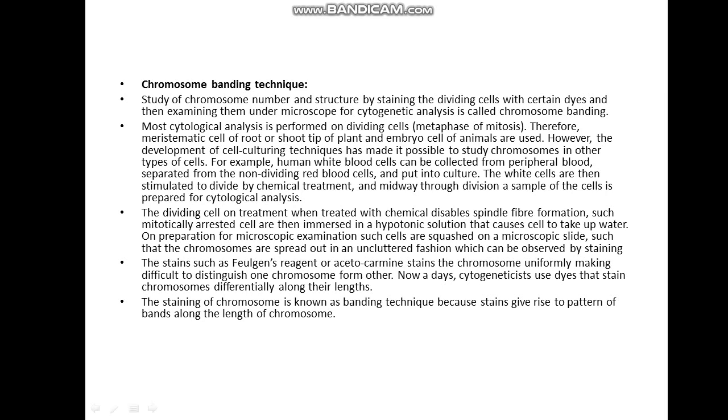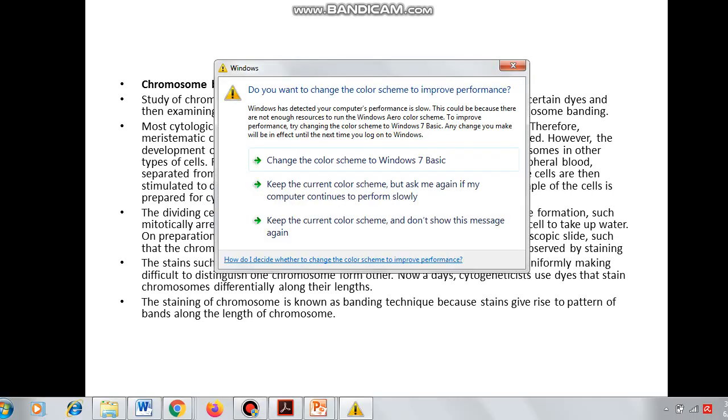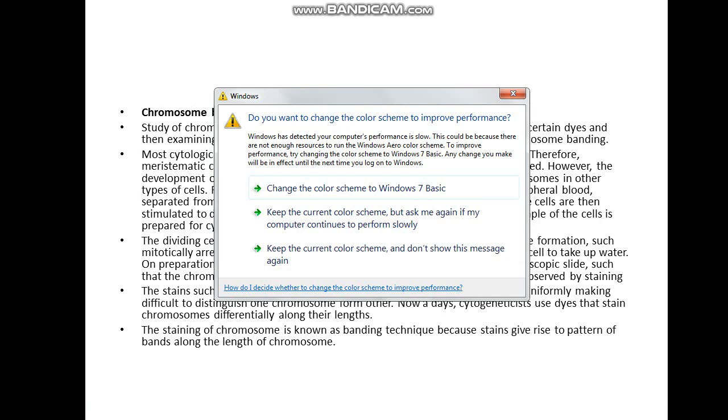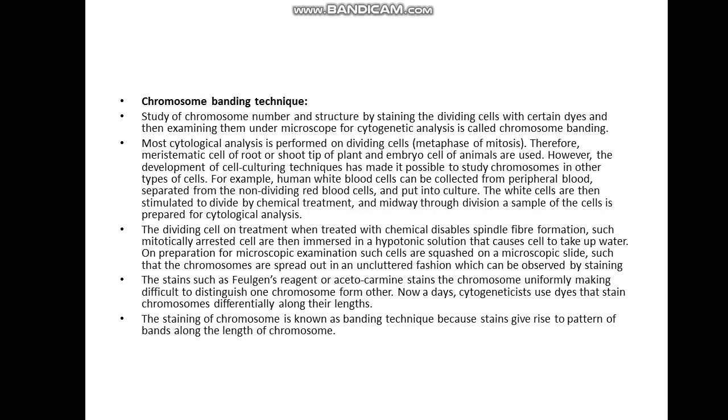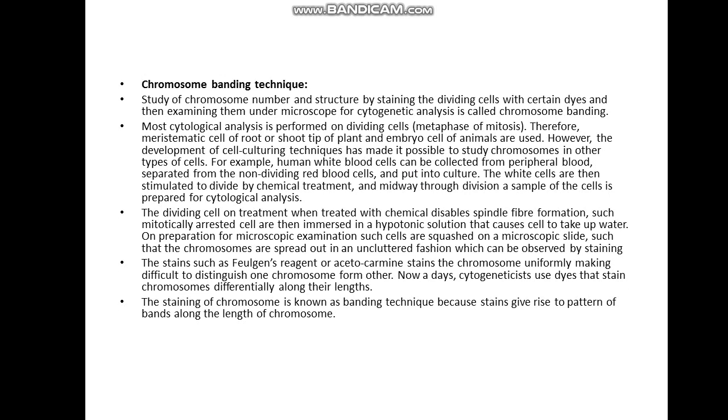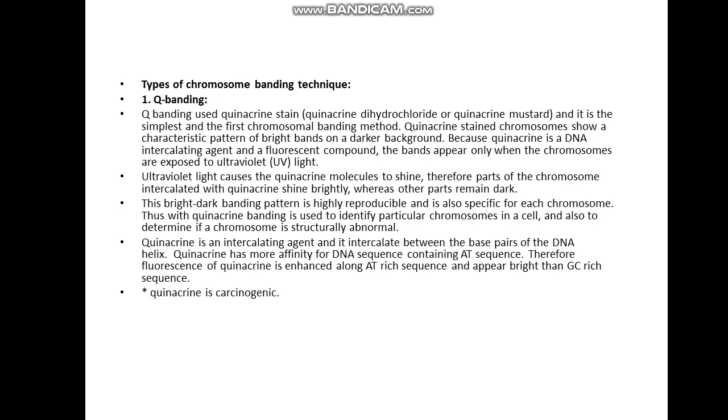and they cannot be distinguished. One chromosome cannot be distinguished from the other chromosome. So nowadays cytogenetics uses dyes that stain chromosomes differentially along their length, and the staining of chromosomes is known as banding technique because the stains give rise to a pattern of bands along the length of the chromosome. So different types of banding techniques are there.